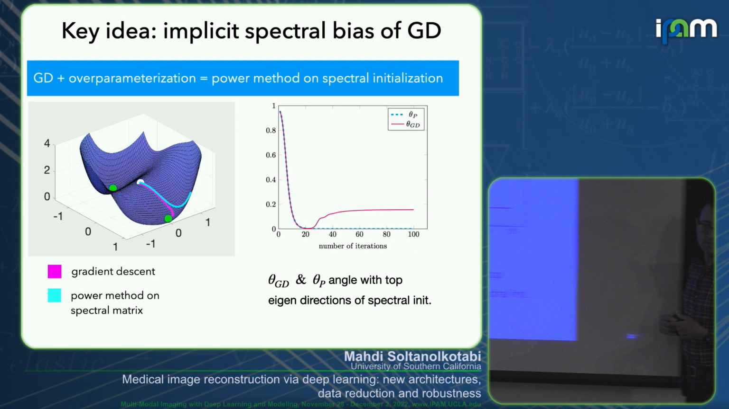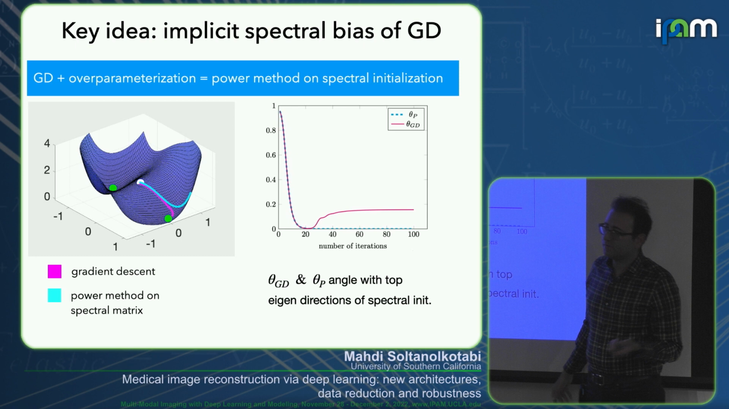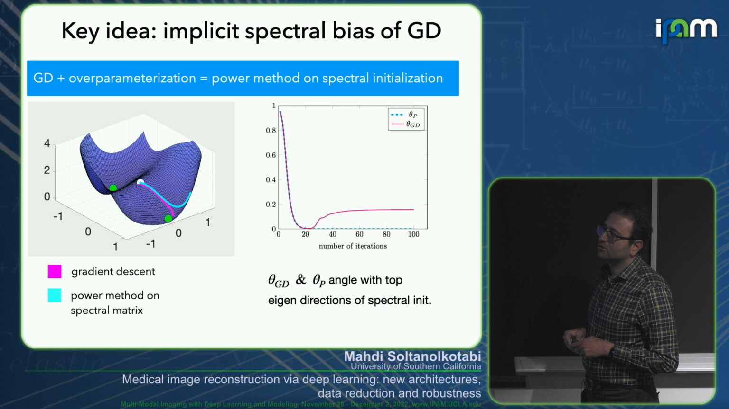And here you can see that they're really on top of each other. Here is the angle between gradient descent and the top eigenvectors of that matrix, and power method and the top eigenvectors. You can see initially, for the first few iterations, they're really on top of each other. That's our key insight. I'll come back to this and tell you where this comes from. But basically, it's using this kind of technique that we can do this analysis.